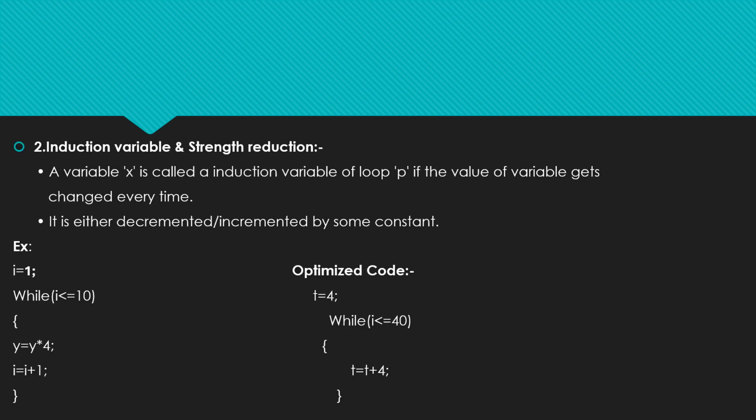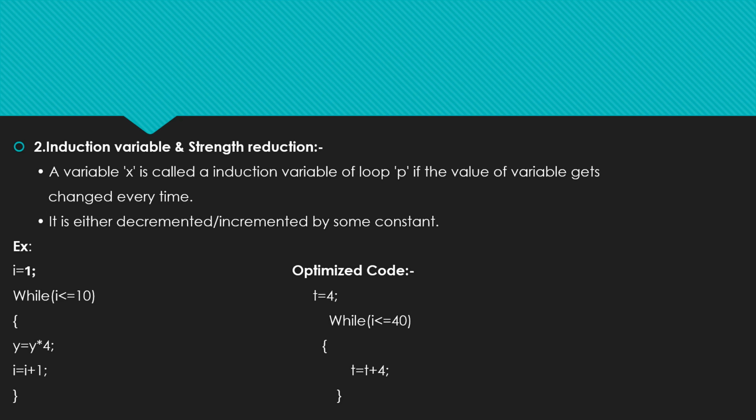In induction variable and strength reduction, a variable x is called an induction variable of loop p if the value of the variable gets changed every time. It is either decremented or incremented by some constant. In detail, if any variable in any loop gets changed every time, then such a variable is known as an induction variable. With each iteration, its value either gets incremented or decremented by some constant value.